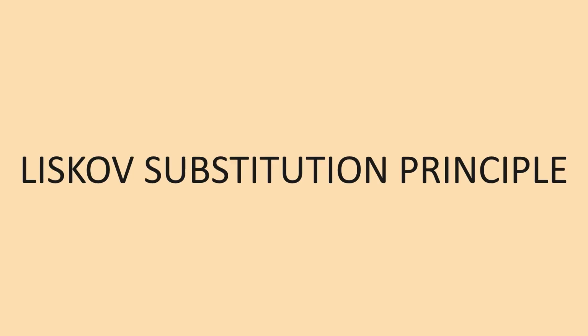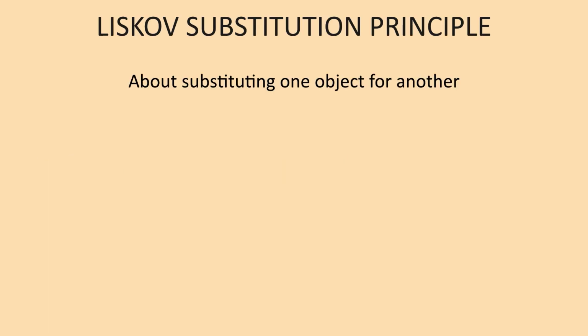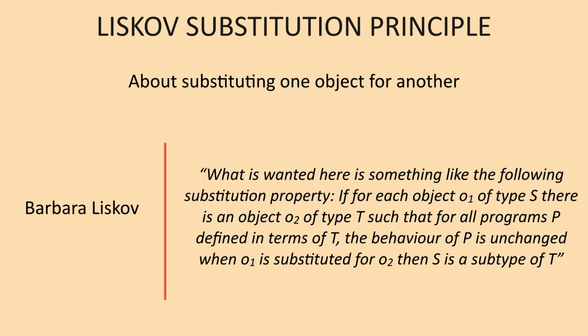Next principle we are going to look at is Liskov substitution principle. Liskov substitution principle is about substitution of one object for another without affecting the program that uses those objects. Barbara Liskov introduced this principle and she says, what is wanted here is something like the following substitution property.